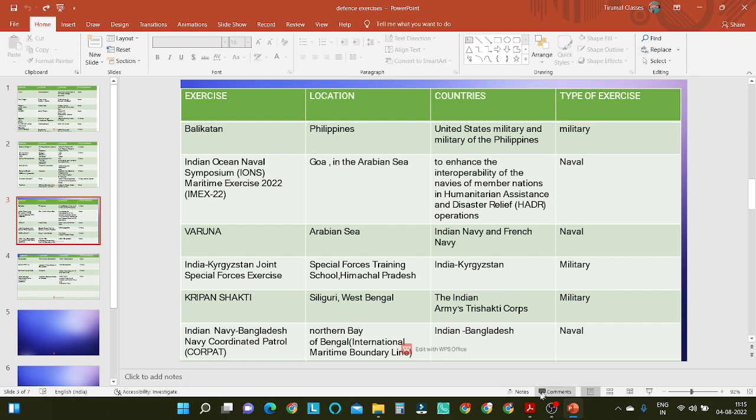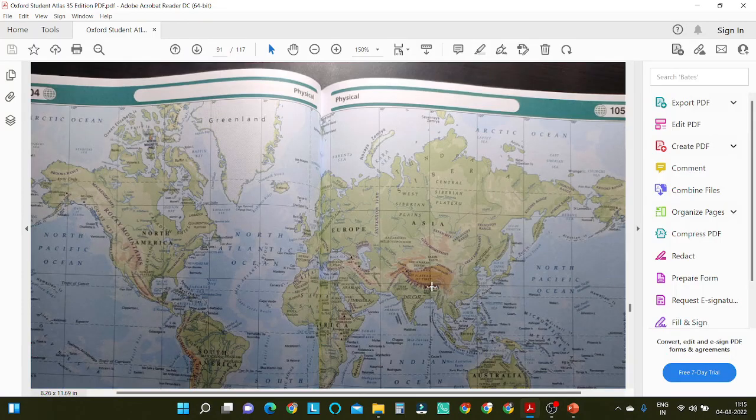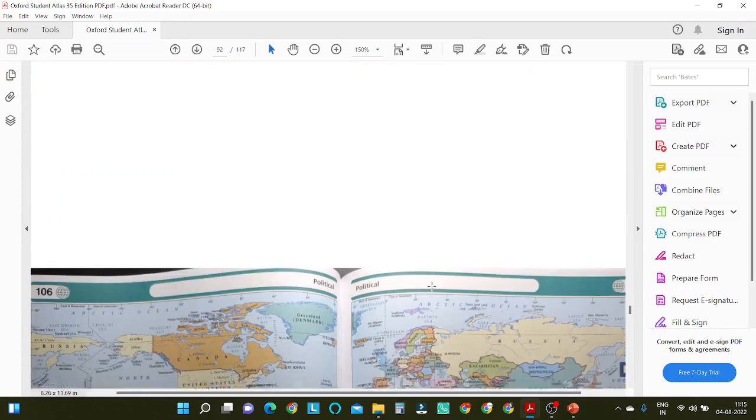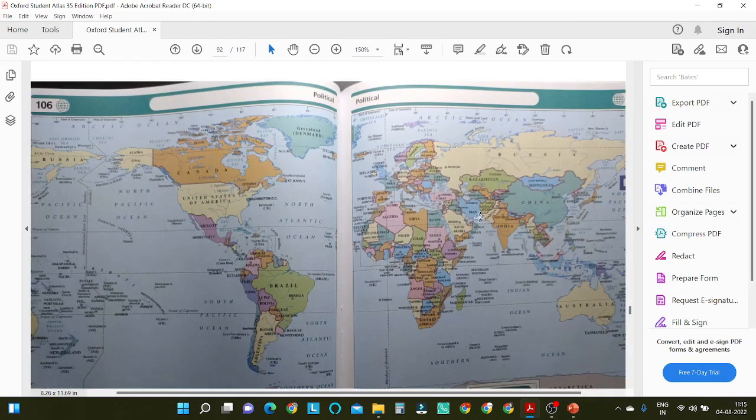The countries are India and Kyrgyzstan. Kyrgyzstan is also a Central Asian country. The Central Asian countries are Kazakhstan, Uzbekistan, Turkmenistan, Tajikistan, and Kyrgyzstan. These five are the Central Asian countries. Recently, India and the Central Asian countries held a virtual summit. So write a short note on the virtual summit between India and the Central Asian countries. It is the first summit held between India and the Central Asian countries. In this regard, it is very important to remember.